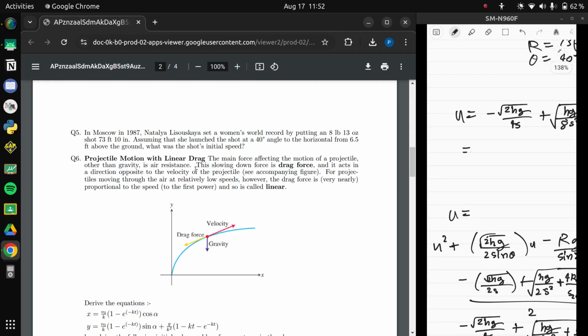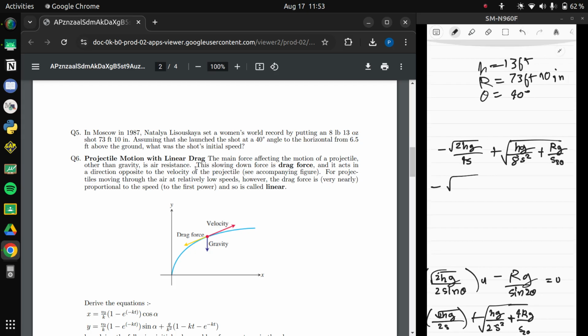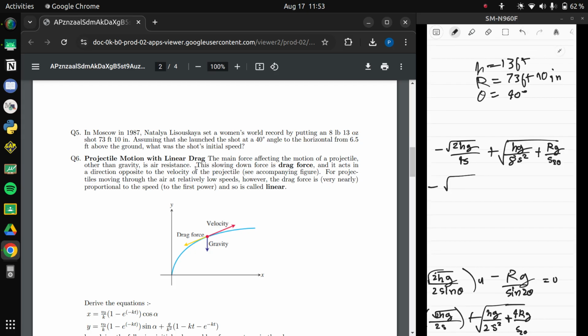Okay, let's start calculating what this thing really is. It's just minus square root of 2h. So h is this. What is g going to be? That's the problem. What is g going to be? How would I know what g is going to be? I don't know what g is in feet per second squared. So what do you want? What was the shot's initial speed?